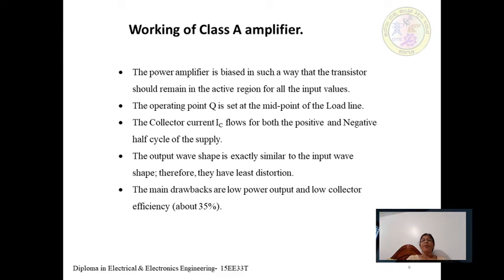Now the collector current IC flows for both the positive and negative half cycle of the supply. Because the biasing resistances are there, these biasing resistances supply the base current continuously along with the input signal, and hence the collector current flows for the positive as well as the negative cycle. The position of the Q point is approximately the midpoint of the load line. The output waveshape is exactly similar to the input shape, only it is amplified. There may be a little bit of distortion because of the biasing resistances.